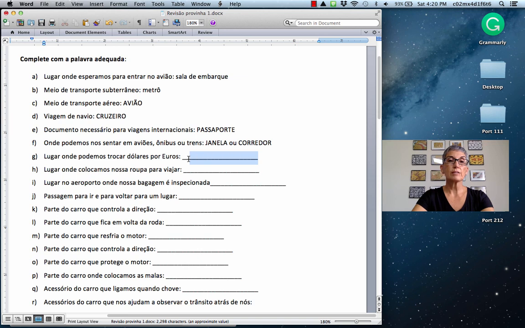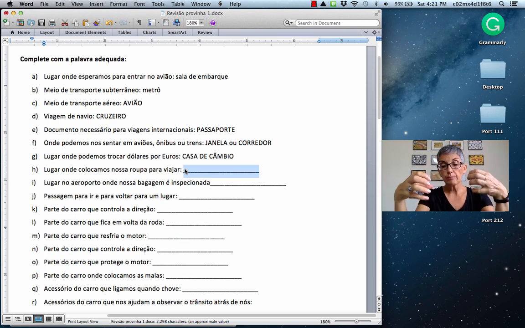Lugar onde podemos trocar dólares por euros. So what is the place where you can exchange one currency for the other. Casa de câmbio. Câmbio, where is the... número 3. Câmbio. So that's where you go to exchange, right? Money exchange.